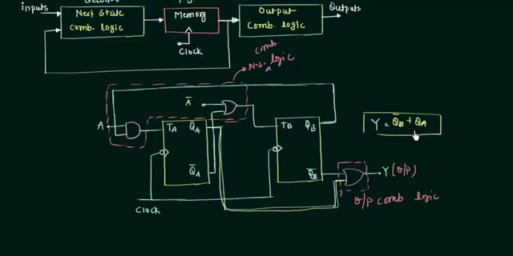Do you see A here? No, there is no A in this expression. The y is independent of A, that is our input. So it is clearly a Moore model, or the Moore state machine.